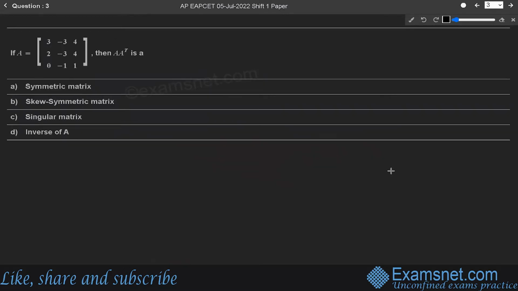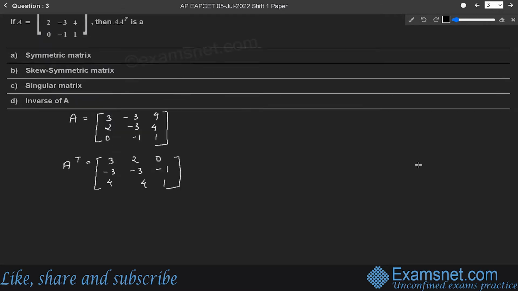Next question is a question that comes from matrix. A matrix A is given, which is 3, minus 3, 4, 2, minus 3, 4, and 0, minus 1, 1. Its transpose will be A transpose: 3, 2, 0, minus 3, minus 3, minus 1, and 4, 4, and 1. In the transpose, the rows are changed into columns and the columns are changed into rows.